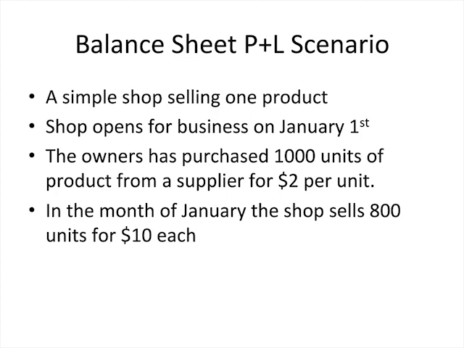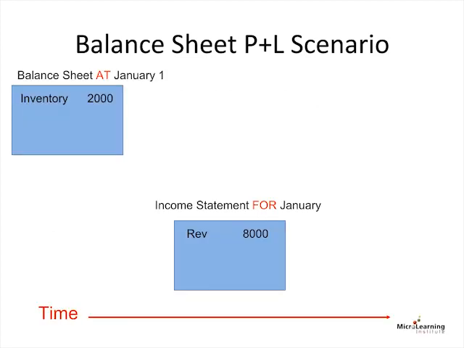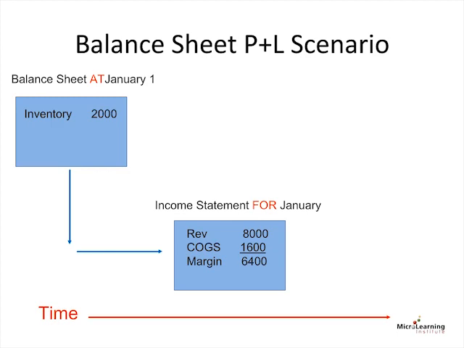Continuing the example, in the month of January, the shop sells 800 units for $10 each. So the profit and loss recognizes a revenue from selling 800 units at $10 each. Thus, total revenue is $8,000. The company must now match the cost of goods sold with this revenue. The company matches the cost of 800 units with the revenue earned from selling the 800 units.